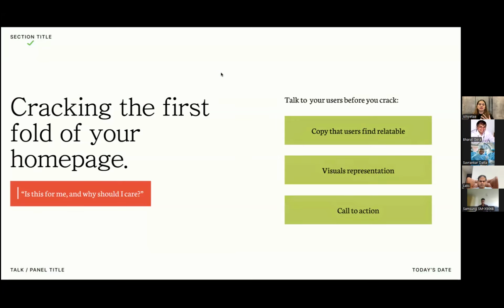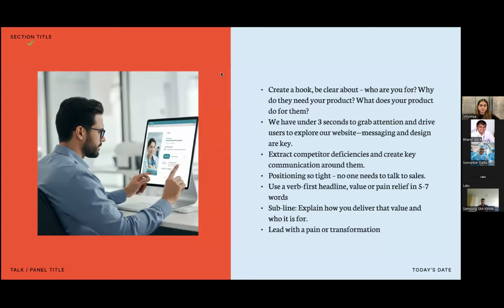So talk to your users and understand copy that users find relatable, visual representation, and call to action. These are the three components that make up the first fold of any homepage. We will see some examples after. Points to note here is it is really essential that you create a hook, be clear about who you are for, why they need your product, what your product does for them. We essentially have under 3 seconds to grab attention and drive users to explore our website. So messaging and design are key. If a user does not resonate with the first three folds of your website, they will drop off.